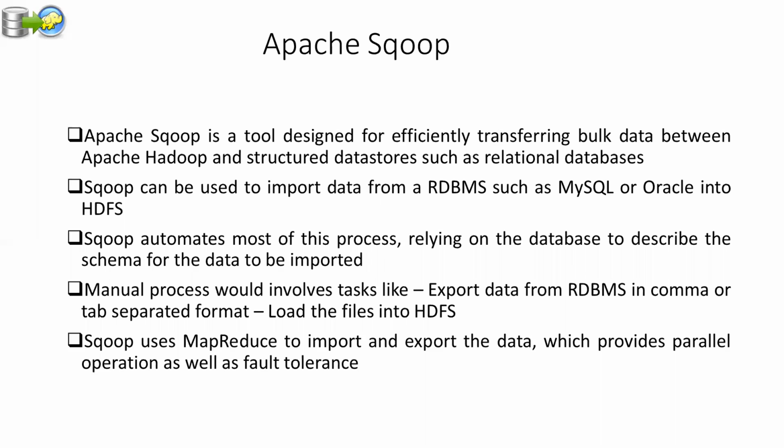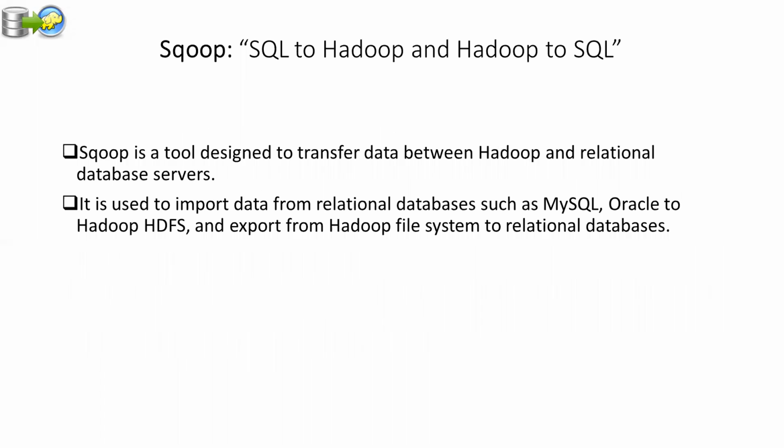Right. Sqoop can be used to extract data from Hadoop and its ecosystem and to export it to external data stores such as relational databases and enterprise data warehouses. Sqoop works with relational databases such as Teradata, Netezza, Oracle, MySql, Postgres, etc. Sqoop, that is SQL to Hadoop and Hadoop to SQL. Sqoop is a tool designed to transfer data between Hadoop and relational database servers. It is used to import data from relational databases such as MySql and Oracle to HDFS, the Hadoop file system, and export from the Hadoop file system to relational databases.